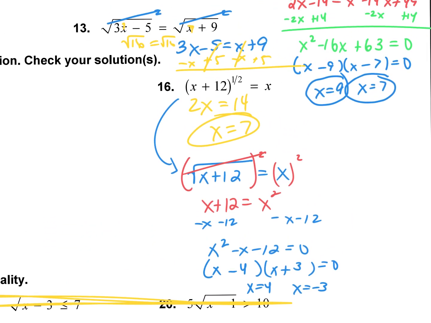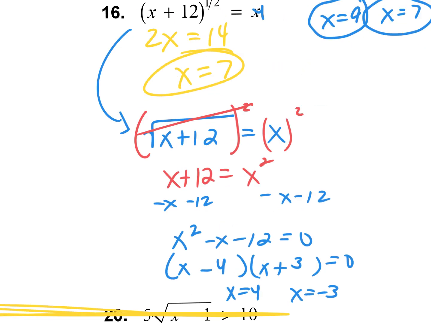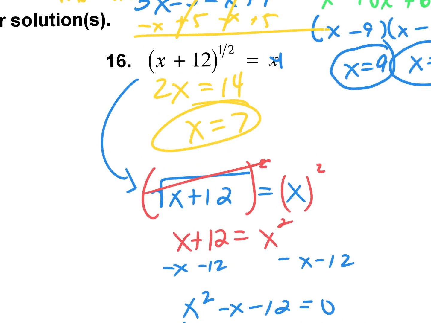So if I plug in 4 here, what's 4 plus 12? I know it's early. 4 plus 12. 16, and then 16 to the 1/2 power is the same thing as the square root of 16, which is 4. So if we get 4 on this side, we have 4 on that side, then 4 works. Good. All right, let's try negative 3. What is negative 3 plus 12? 9. The square root of 9 is 3.